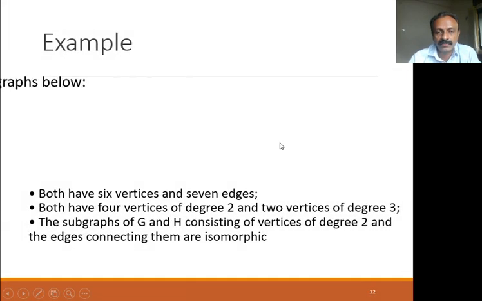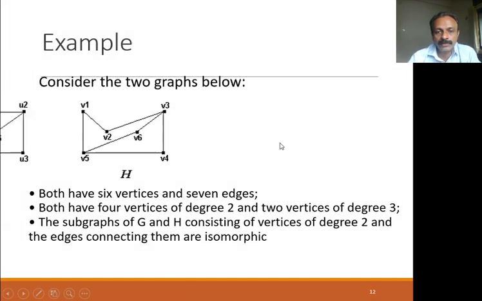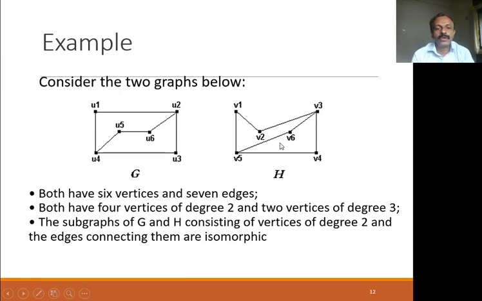For example, consider the following two graphs. We observe that the graphs Z and H have 6 vertices and 7 edges. In graph Z, the vertices are labeled U1, U2, U3, U4, U5, U6. In graph H, the vertices are labeled V1, V2, V3, V4, V5, V6. So both graphs have 6 vertices and 7 edges.